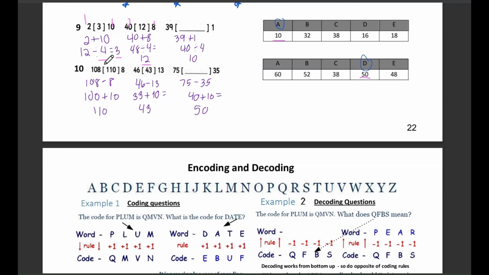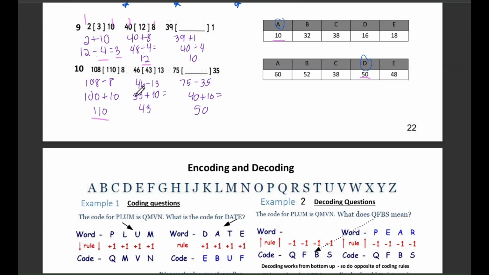Let's figure out why. So here's how the pattern works for question 10. We will need to do a little bit more math this time. To find the number in the brackets, we first subtract the last number from the first number. Then we add 10 to that total. Let's start with our first set, which is 108, bracket, 110, bracket, 8. If we subtract the last number, which is 8, from the first, which is 108, we get 100. Then we add 10 and get 110. That matches what we have in the bracket.